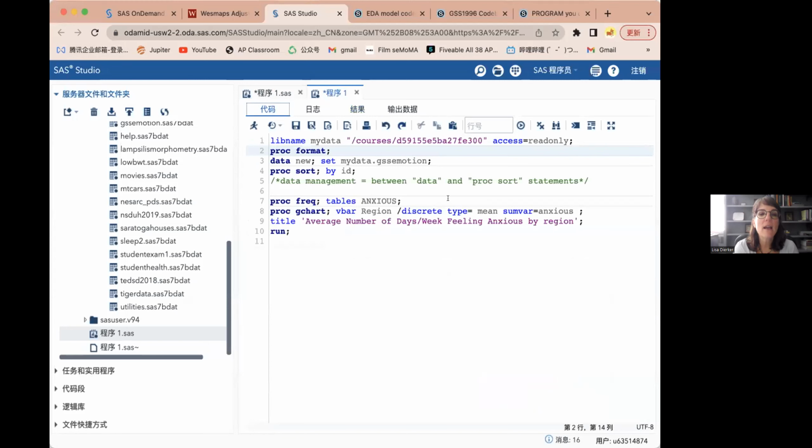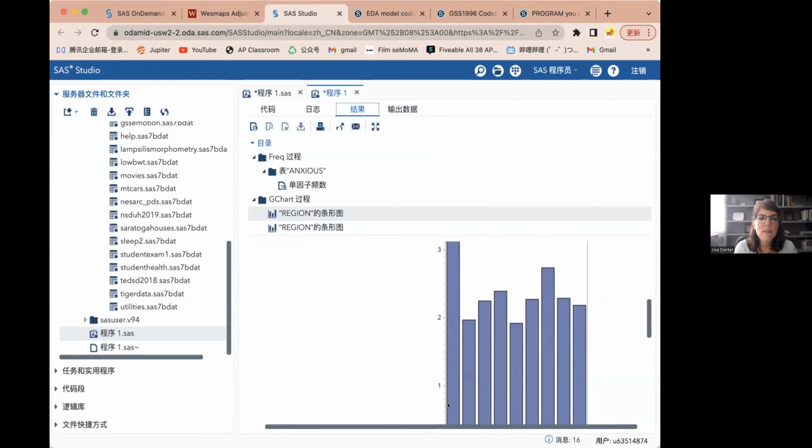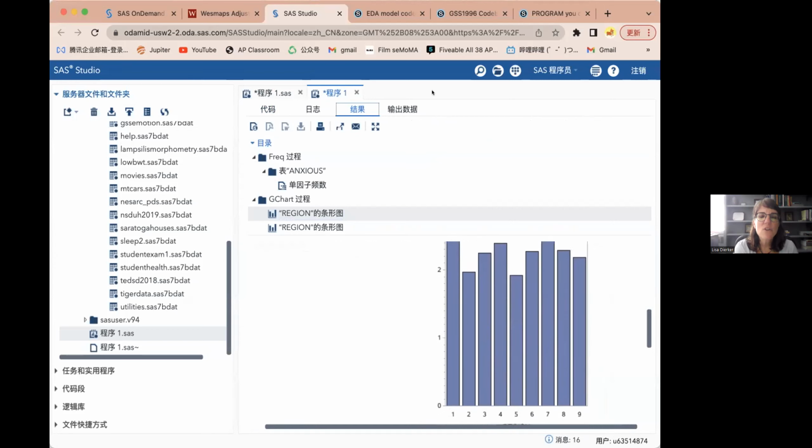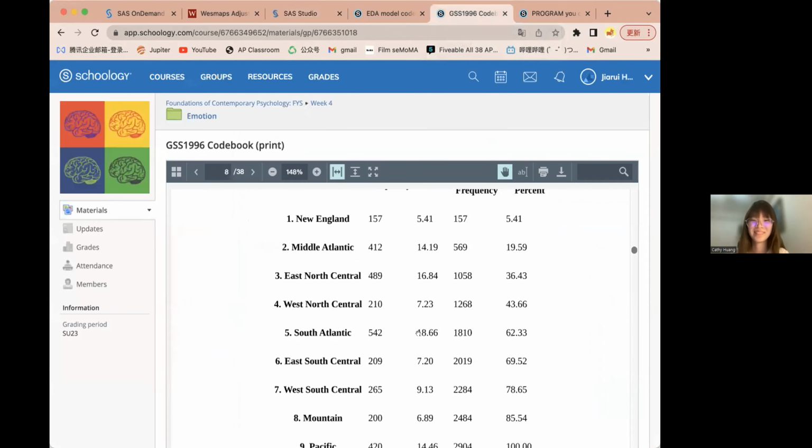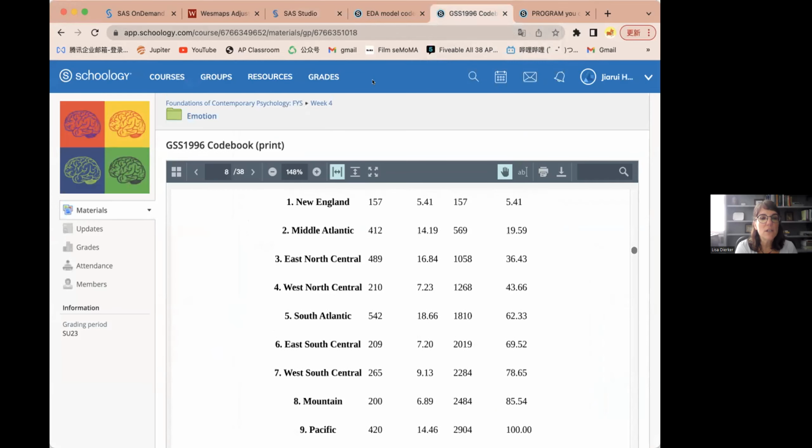So it's about the region and the region by anxiety. Oh, I love that. Let me see that. Scroll down to the bottom. 1, 2, 3, 4. So there are 9 regions. Let me see that in the code book. That's a lot of regions.